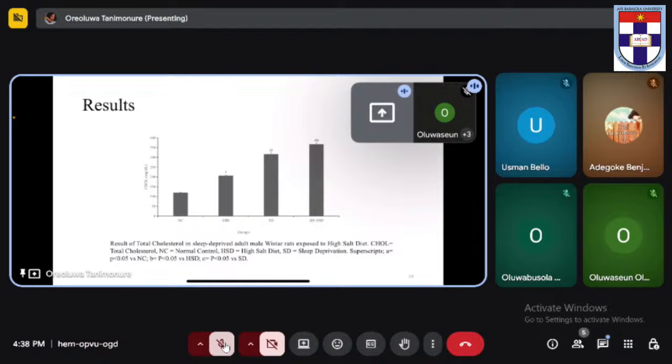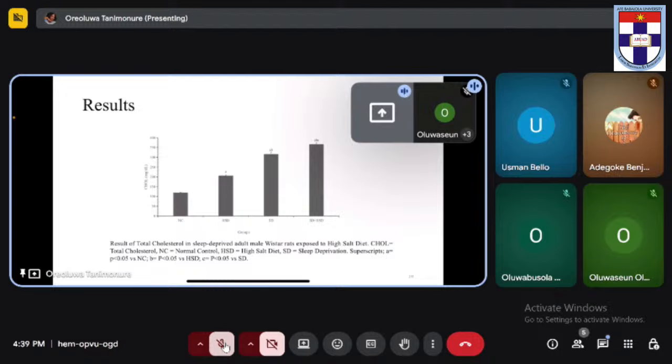This graph shows the result of high salt diet on total cholesterol levels in sleep-deprived adult male Wistar rats. We can see in this graph that the control group exhibited the lowest total cholesterol levels, and it serves as the baseline for our comparison. A marked increase is also seen in the high salt diet group, which indicates a statistically significant rise compared to the control group. And we can see further elevations also in the sleep-deprived group.